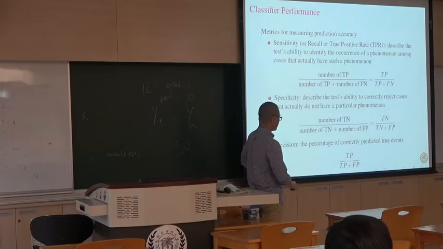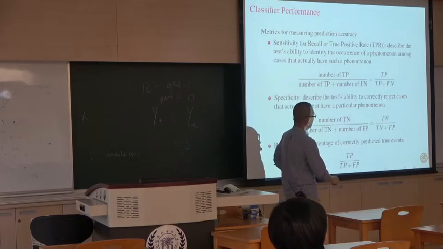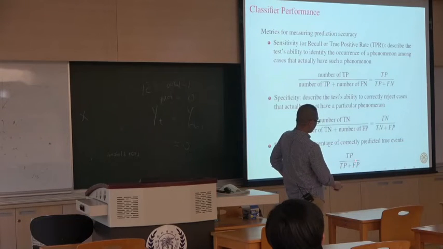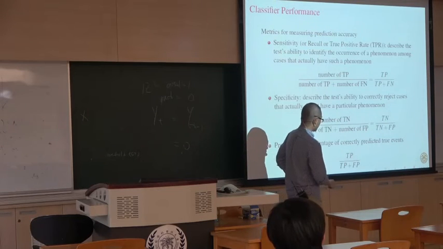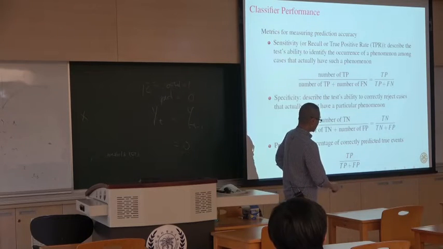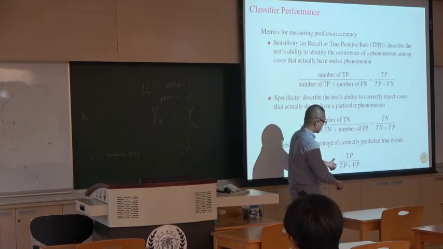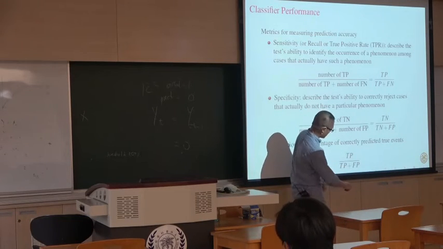Another concept called precision is the percentage of the correctly predicted true events. We tend to maximize the number of true positives, but the denominator is quite different. It differs from sensitivity in that here the denominator includes the false positives. So in this measure, we maximize the number of correctly predicted cases out of the sum of correctly predicted cases and incorrectly predicted cases, that means false positives.